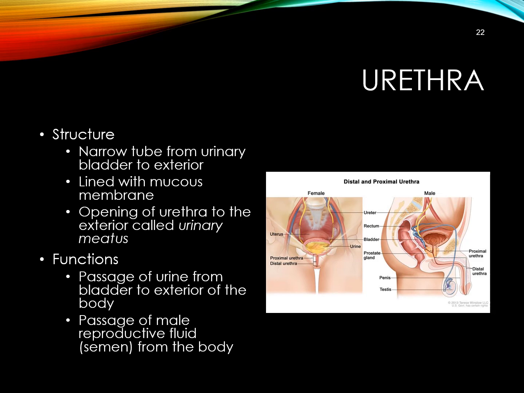And because females have this much shorter urethra, they are more prone to infections such as cystitis, because there's a very short pathway for microorganisms to travel from the outside of the body up the urethra and then into the bladder.